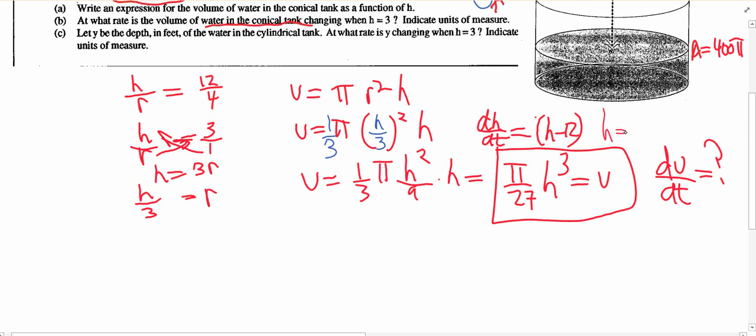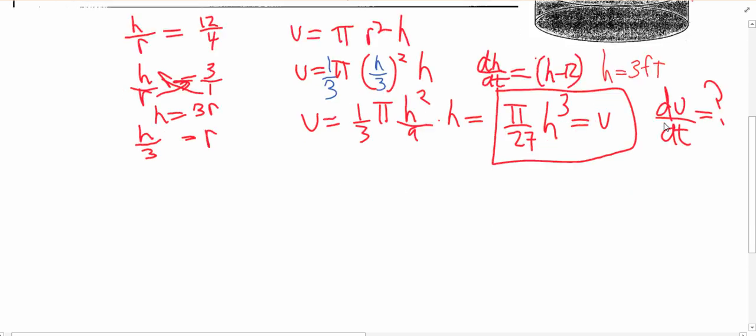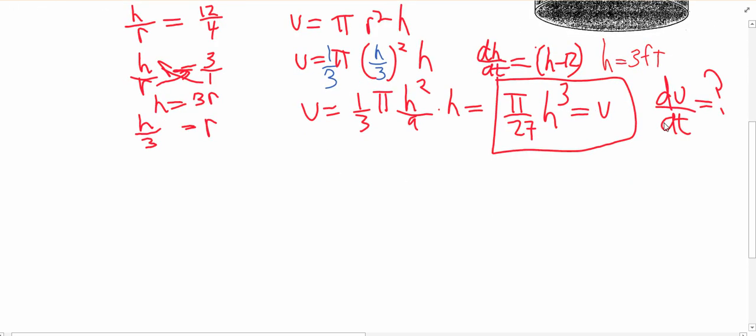Well, let's just take the derivative of this volume equation, and we get dV/dt is equal to 3 times pi over 27 h squared dh/dt. Alright, notice it was helpful to write part A because now we don't have to have a dr/dt. Let's just plug in.